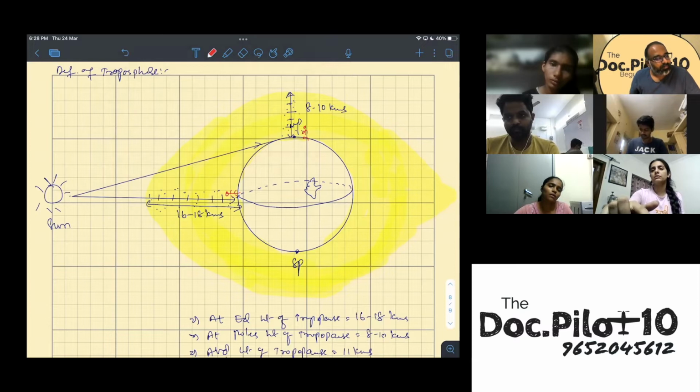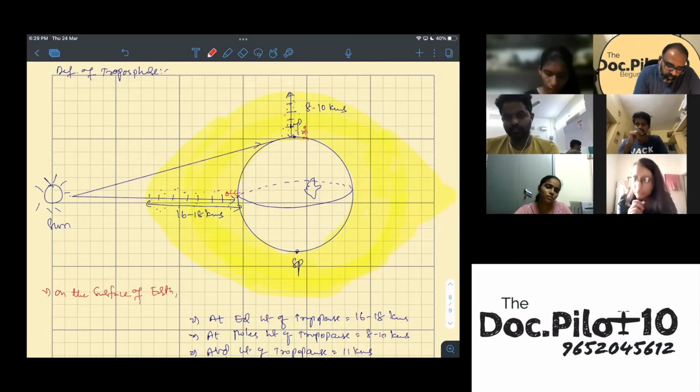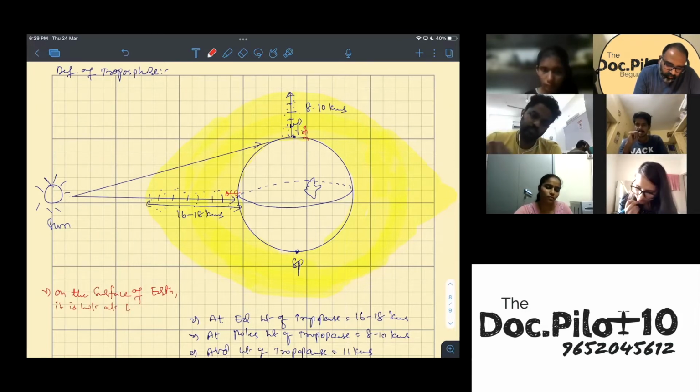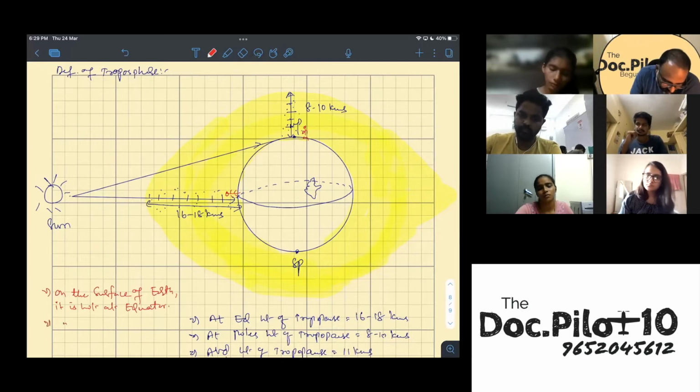Equator. Correct. So it is hot at the equator. Okay. So on the surface of Earth, it is hot at the equator. Okay. Now, on the surface of Earth, it is cold at the poles. Can I write this? Are these two sentences correct?